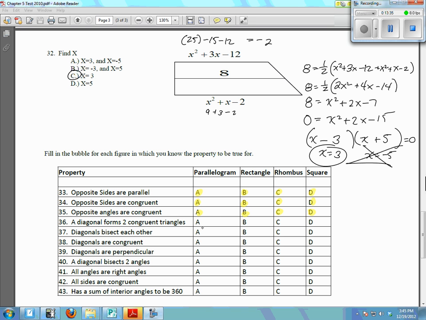If it's true for a parallelogram, it's true for all of these because all of these are parallelograms. A diagonal forms two congruent triangles. That's true for all of them. Diagonals bisect each other. That's true for all of them. Diagonals are congruent. That's only true for a rectangle and a square. Diagonals are perpendicular. That's only true for a rhombus and a square. A diagonal bisects two angles, rhombus and square. All angles are right angles, rectangle, square. All sides are congruent, rhombus, square. Has a sum of interior angles to be 360, all of them.